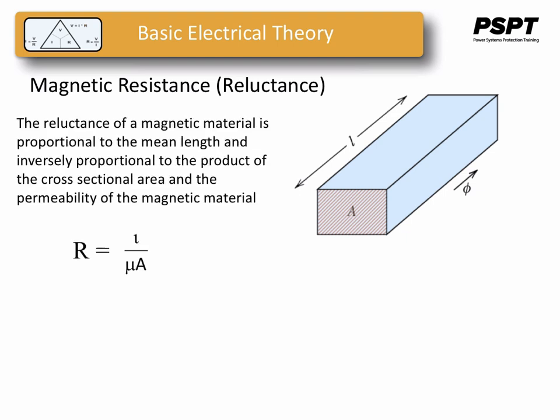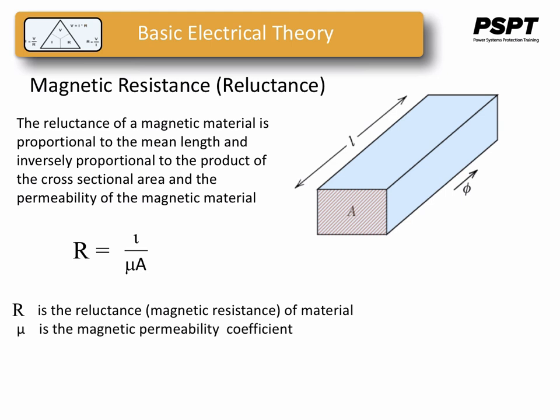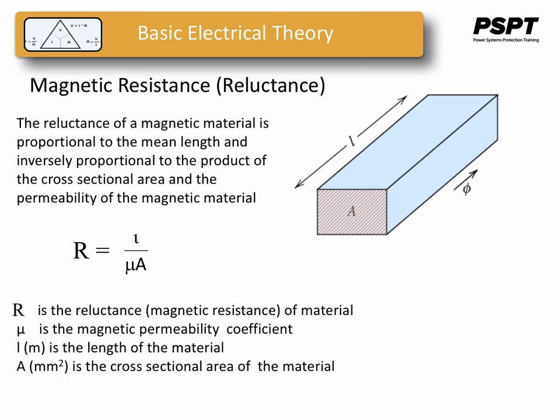It gives rise to the equation R is equal to L over mu A, where R is the reluctance or magnetic resistance of the material, mu is the magnetic permeability coefficient, L is the length of the material in meters, and A is the cross-sectional area of that material in square meters.